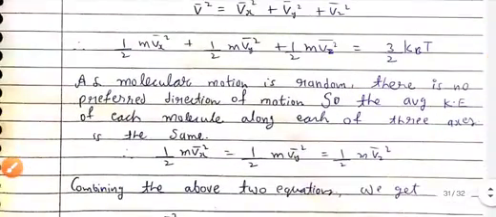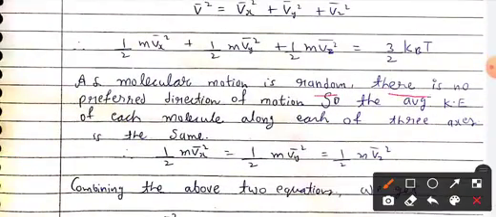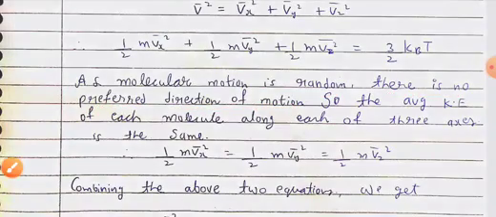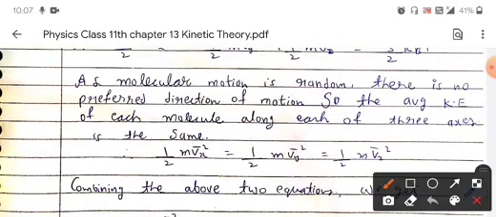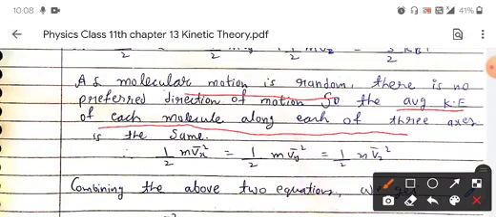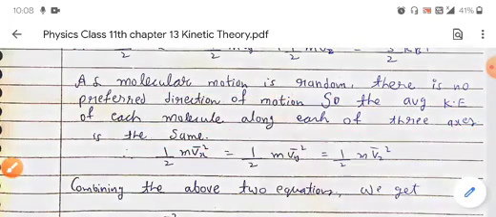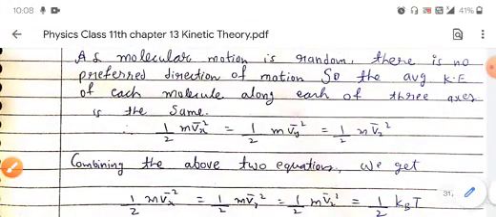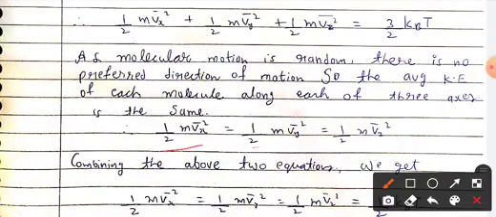Now as molecular motion is random, there is no preferred direction of motion. The molecules are moving in random directions. So the average kinetic energy of each molecule along each of the three axes is the same. In all the three axes the velocity will be the same. That means these all three will be equal.